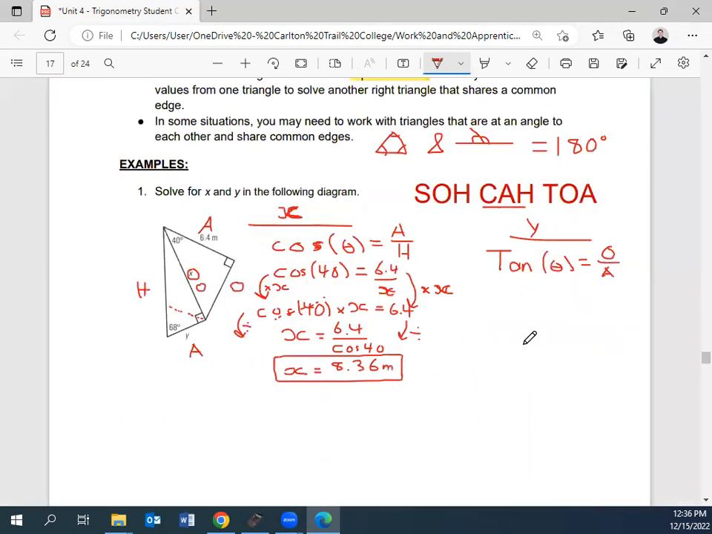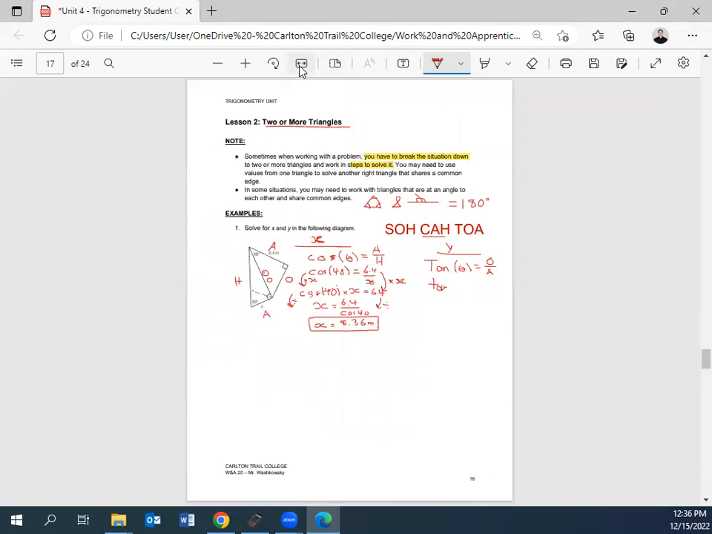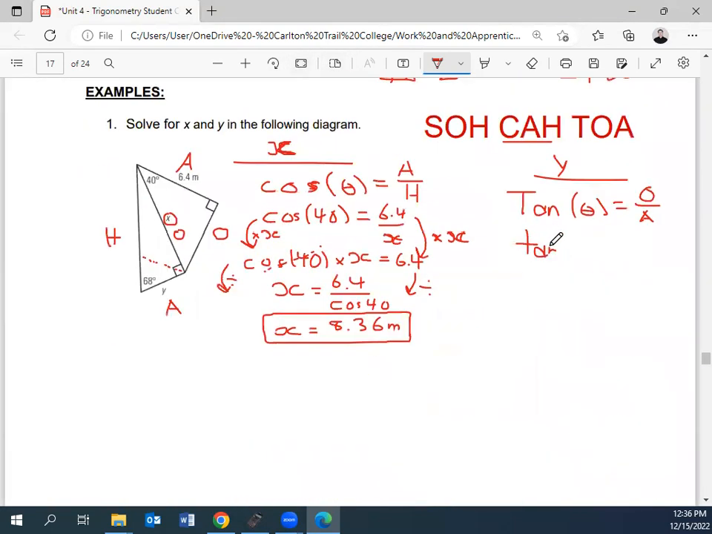Yeah, good question. So I have my formula now. All I do is I fill it in, right? So now tangent, my angle is 68. I'll make that a little bit bigger here. So it's tangent of 68 is equal to my opposite. I know what that is. That is 8.36 divided by, I'm just going to put y in this case, but it's adjacent.